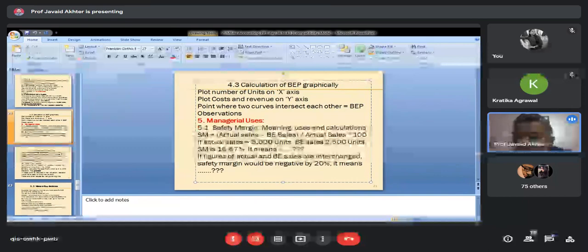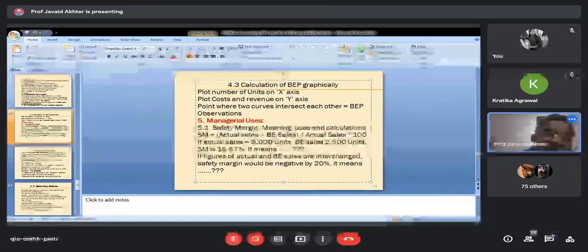The safety margin, what can be the safety margin? Can it be 10%, 20%, 1000%? What can be the level of safety margin?